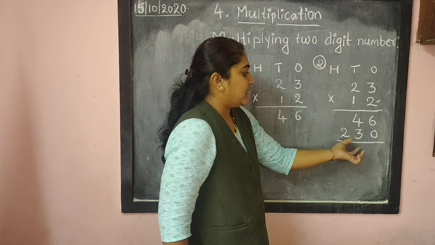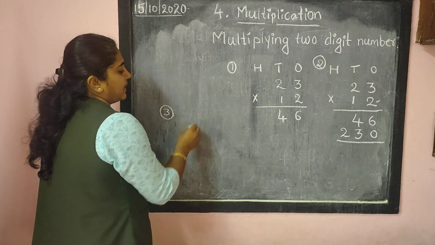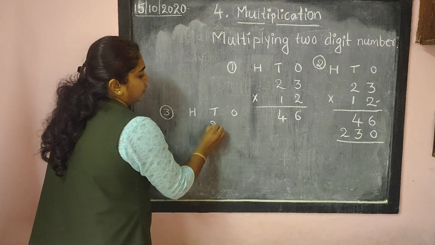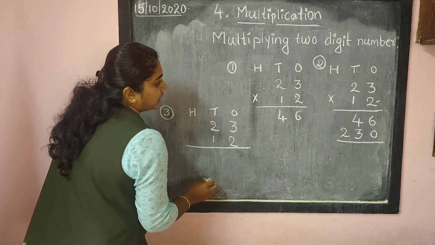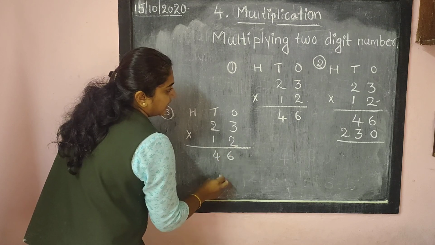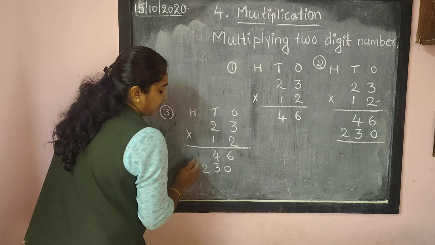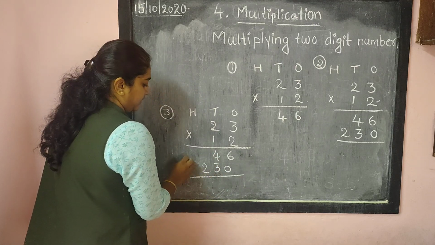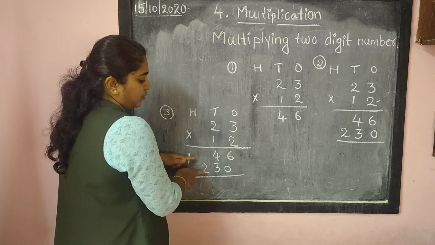Okay, we got this. Next is what? Step 3. What is step 3? Hundreds, tens and ones. 23 and 12. What did we get? First is 46. Next is 230. Now we have to add both these numbers. What do we have to do? Add these two numbers.